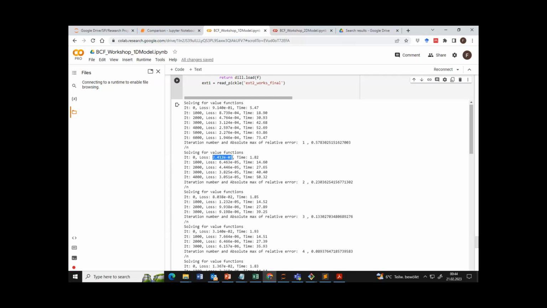Why is my error here smaller? You're comparing this one against this one, right? Now in the first iteration, I'm just having a uniform value for the value function. So that's terrible. From there, if you want to minimize the loss, it's going to take a long time. Even after 6,000 iterations, the best you could do is 0.19 times 10 to the power minus 4.